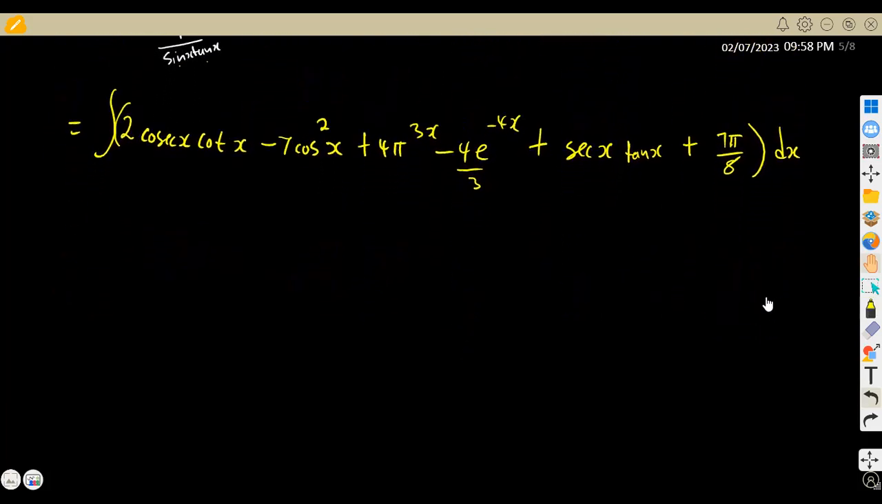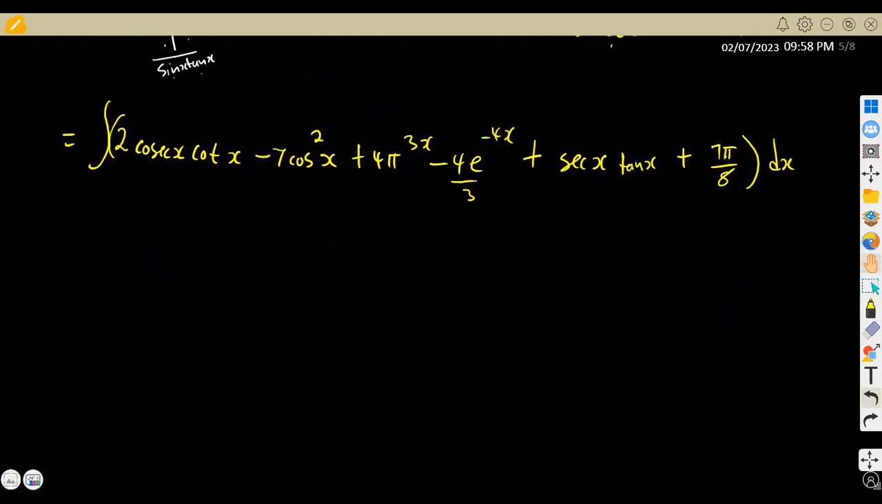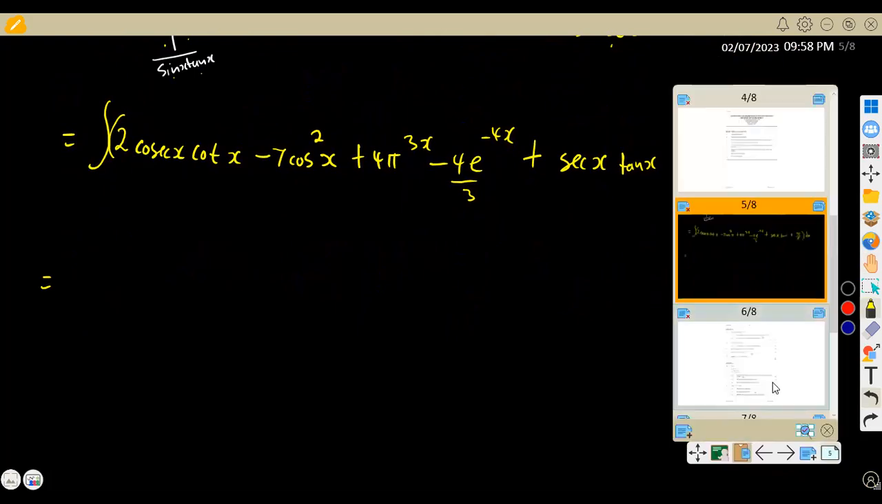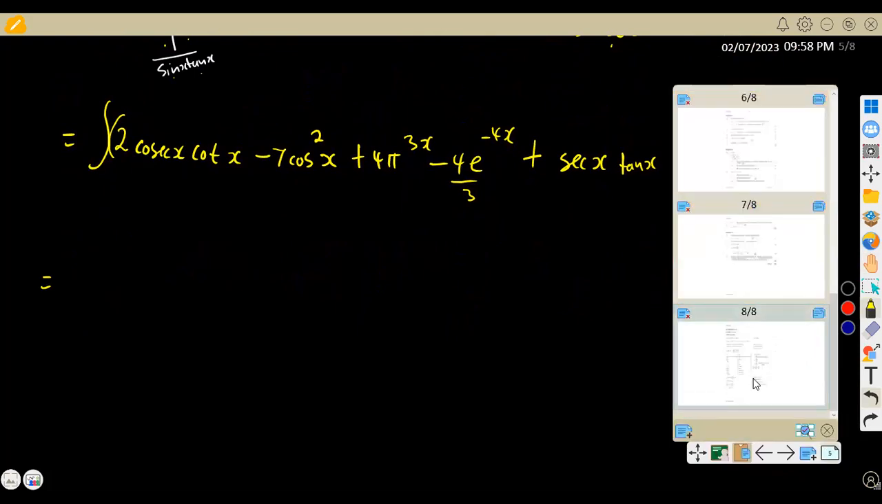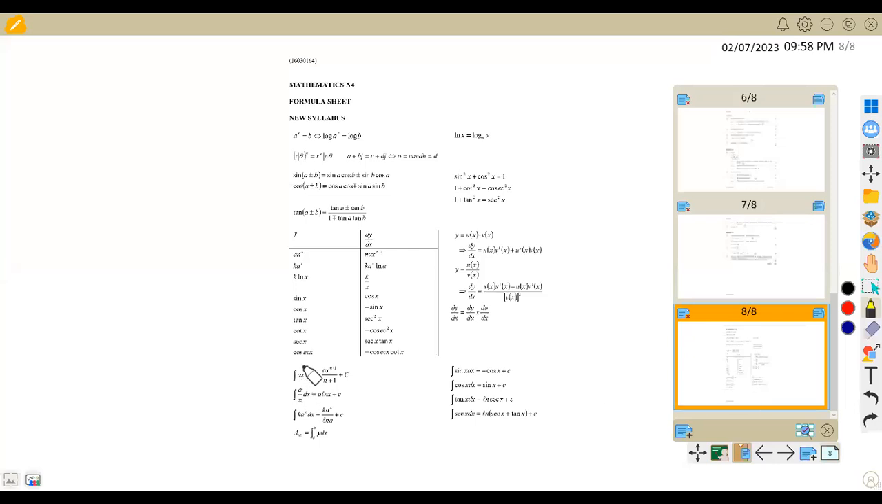So now we can try to integrate each and every term that we are given. The first part is 2 cosec x cot x. From your derivatives, you know that if you differentiate a cosec, it is going to give us negative cosec cot. Even from your formula sheet, let me just show you here, if I have inserted the formula sheet. All right, we have got it here.